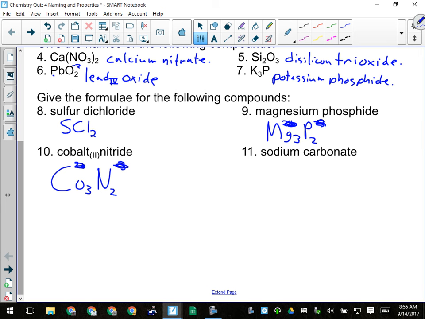All right, and our last one here, sodium carbonate. So another ionic compound. Sodium is +1. Carbonate is a polyatomic ion, CO3, and it has a -2 charge. All right, so the 1 goes here, but we don't write 1s, and we need a 2 right there, Na2CO3.